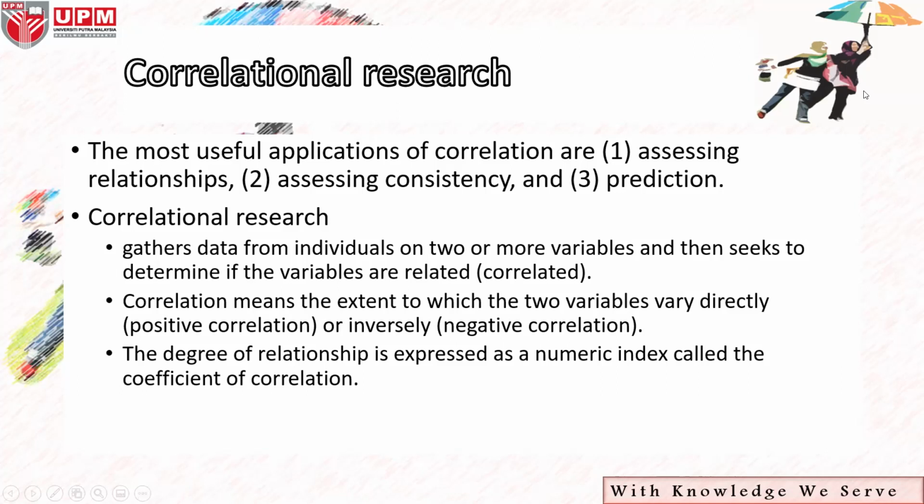Correlation means the extent to which the two variables vary together, either positive or negative correlation, and then the degree of relationship is expressed as a numeric index called the coefficient of correlation.